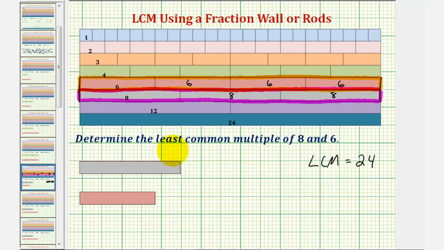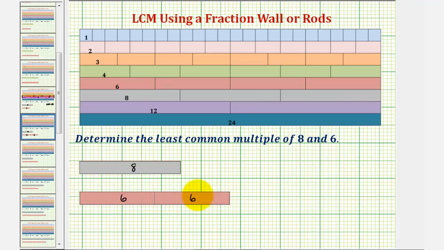Now let's also show how we can build the LCM using loose rods. To find the least common multiple of 8 and 6, we'd begin with an 8 rod and a 6 rod. And now because the 6 rod is shorter, we would add a 6 rod to form a 6 rod train, which would look like this. Now notice how the 8 rod is shorter, so now we'd add an 8 rod to form an 8 rod train, which would look like this.